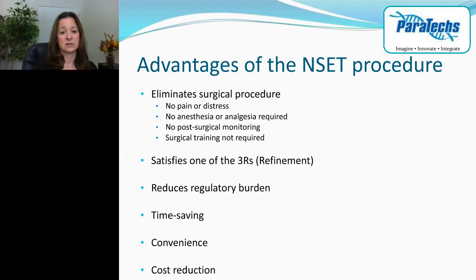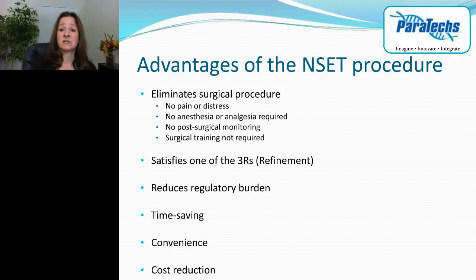This is a non-invasive, non-surgical procedure. It's extremely fast. The procedure itself only takes about a minute from start to finish, and that includes loading the embryos into the device, which is much faster than trying to perform a surgical procedure, where the post-procedure monitoring even takes a large chunk of your research day.